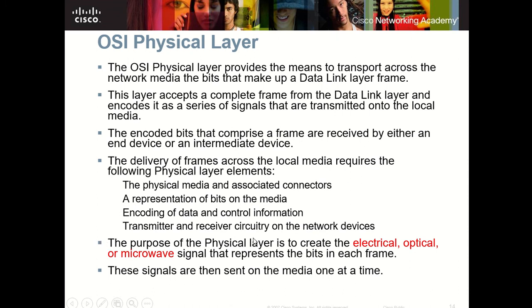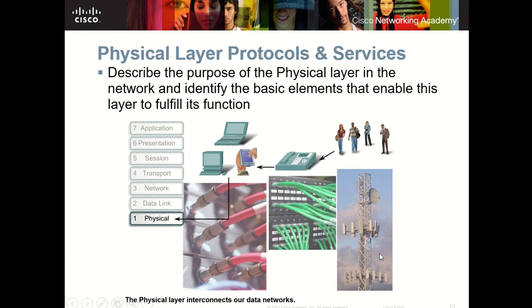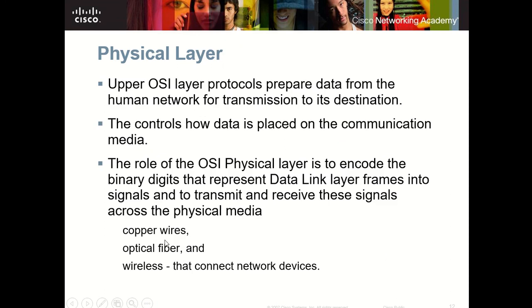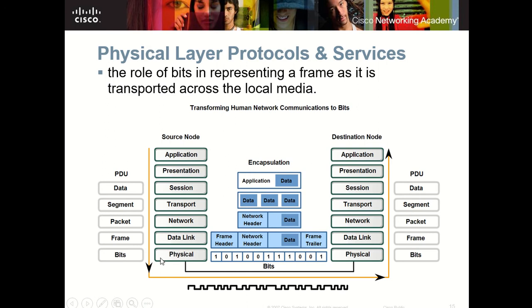So the purpose of physical layer is to create the electrical, optical, or microwave signals that represent the bits in each frame. So kaning tatlo ka naka-red diri in text, no, are the three conforms to the three categories of our media: the copper wires, optical fiber, and the wireless. All right. So, ayun po.